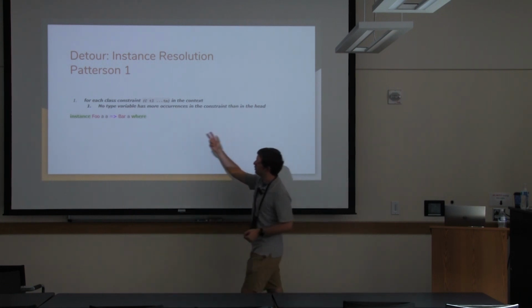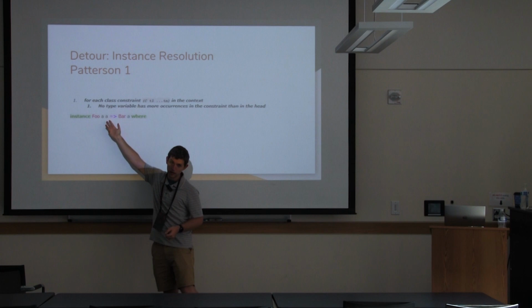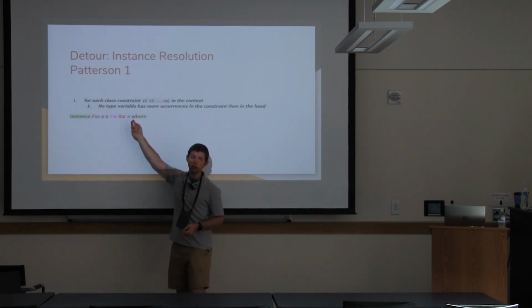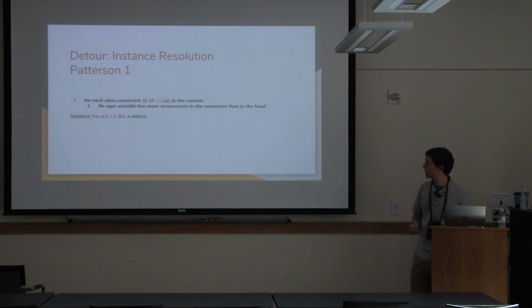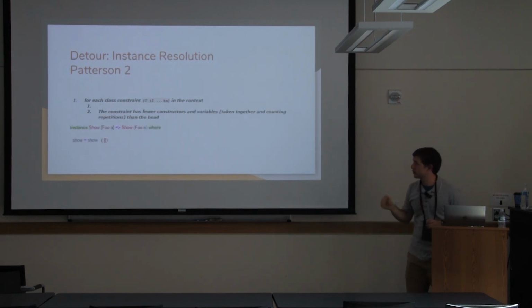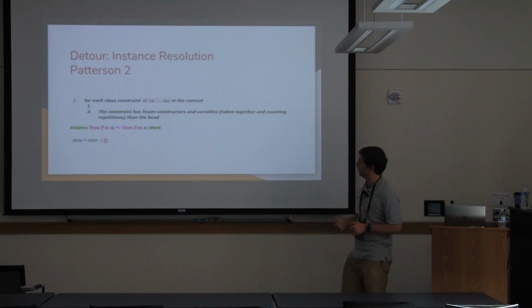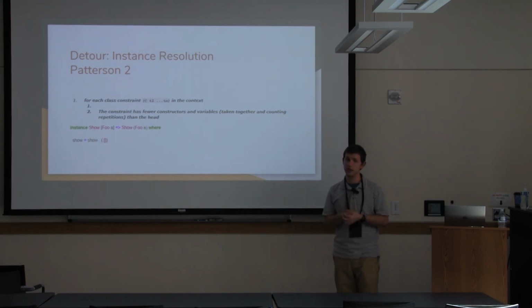Because you have two type variables here, A, A, and only one in the instance head. So you're not allowed to have those kind of definitions. The second one is that the constraint has fewer constructors and variables taken together, counting repetitions, than the head.